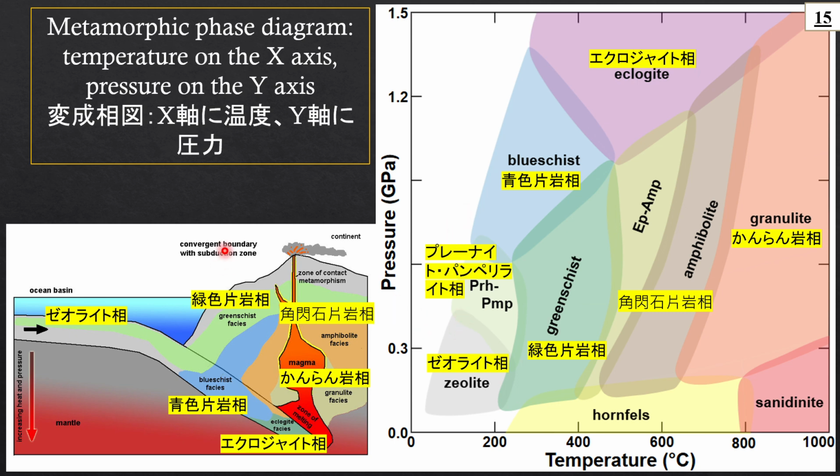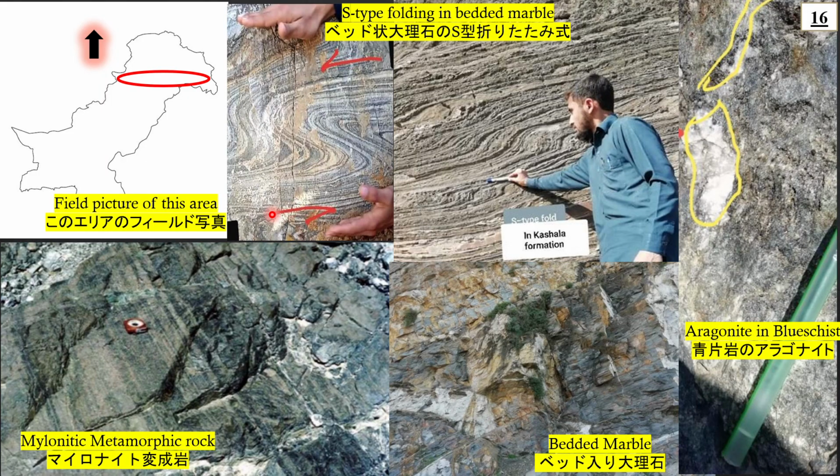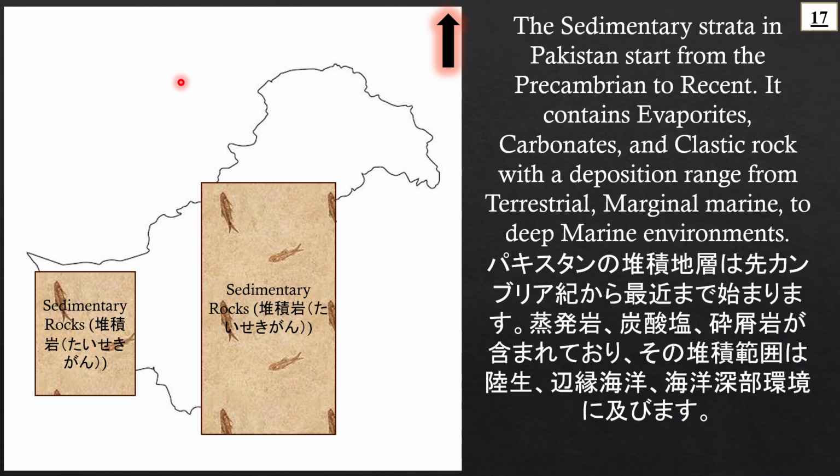These are the different metamorphic facies present in Pakistan. You see the greenschists, blueschists, and eclogite, which is a high-pressure mineral, and this is a high-temperature and pressure mineral. So this is the field picture of different metamorphic rocks. You see S-type folding, which shows the counterclockwise rotation of the Indian plate. You see the aragonite in blueschist. You see the bedded marble. You see the mylonitic metamorphic rock. So these are all the metamorphic rocks present in this region.